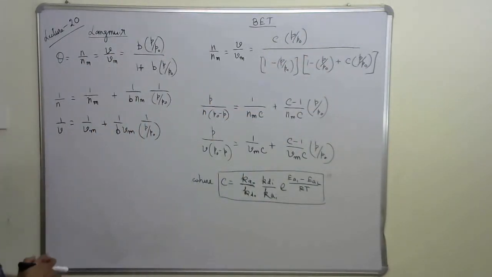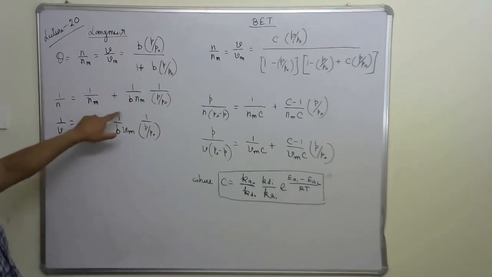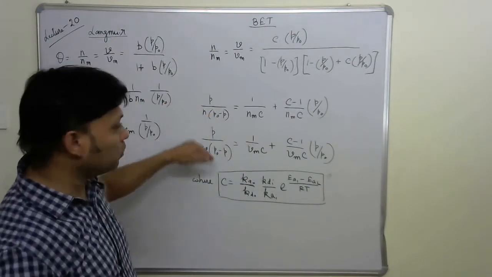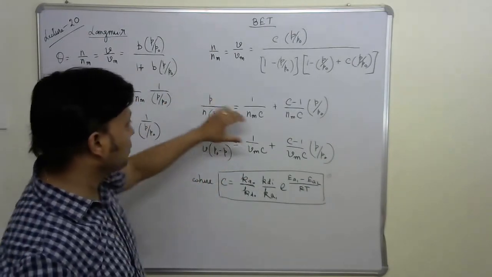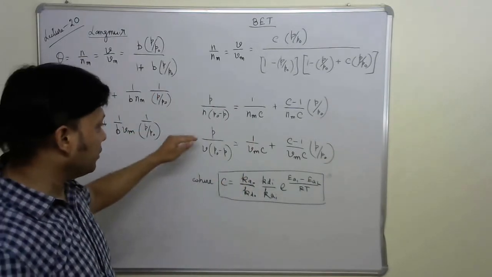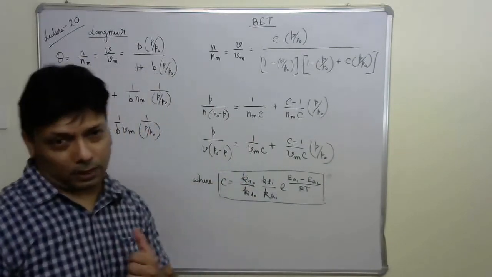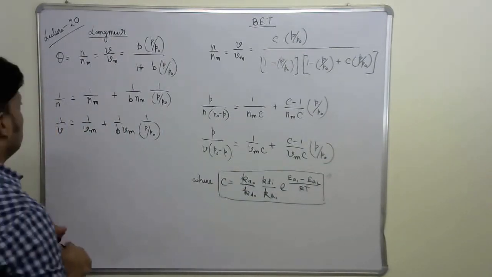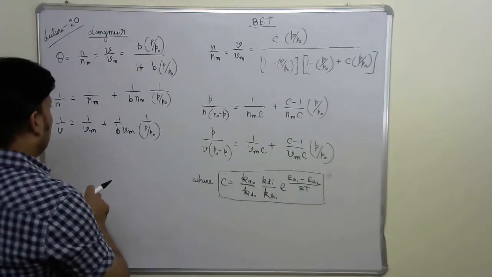So then this is the linear form for the Langmuir's one, and for the BET one, these two are the linear forms. So one expression is written with respect to the number of molecules adsorbed, and another expression is written with the volume adsorbed, basically the same thing. So let's come to the second aspect.